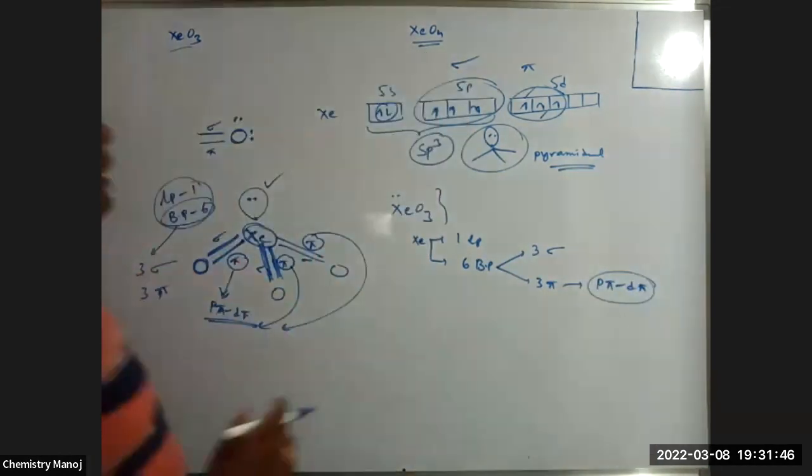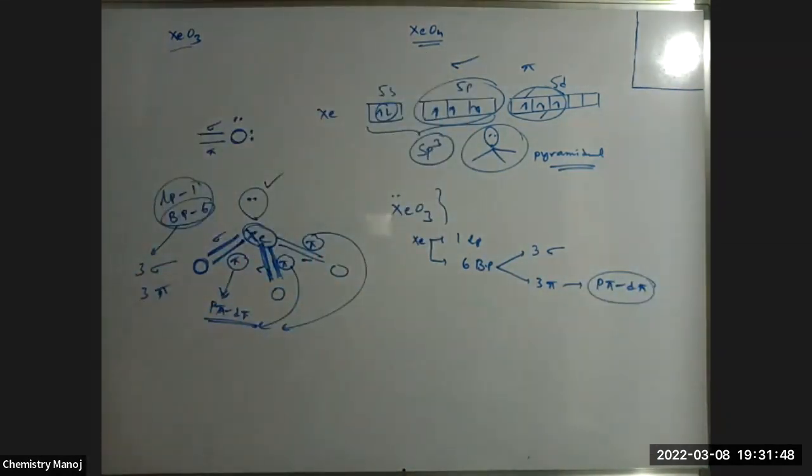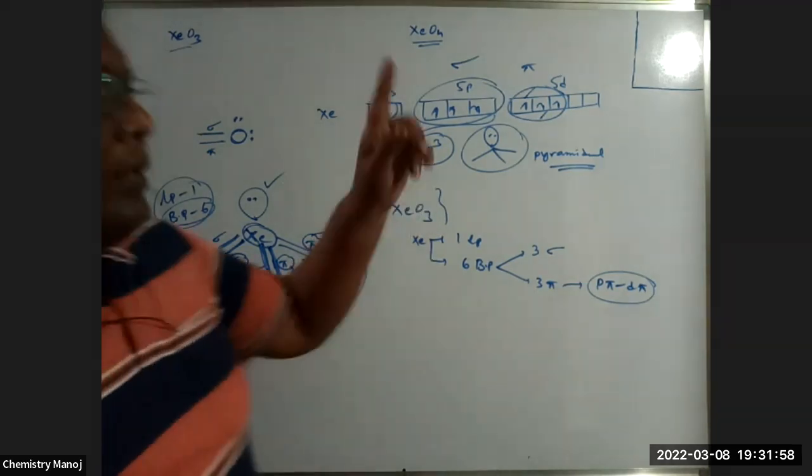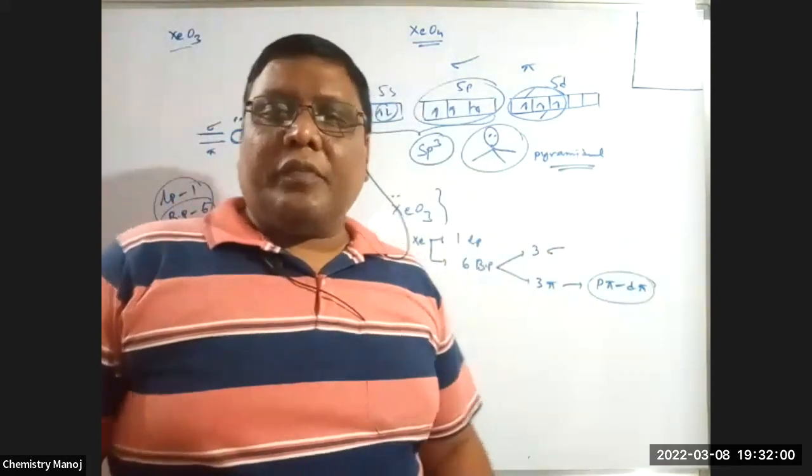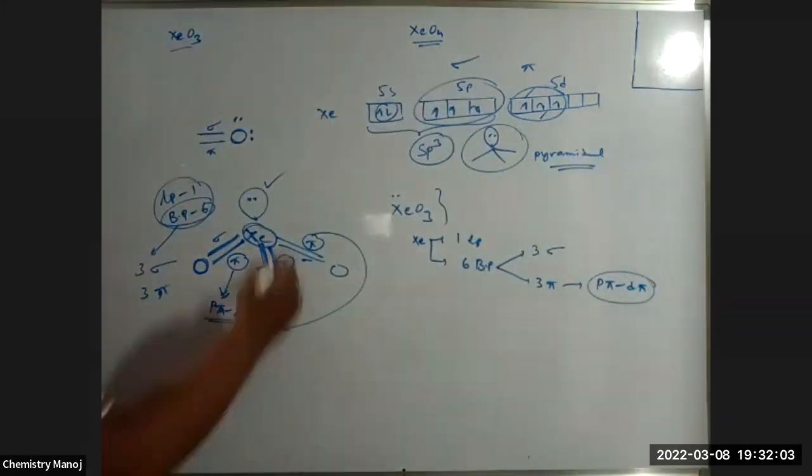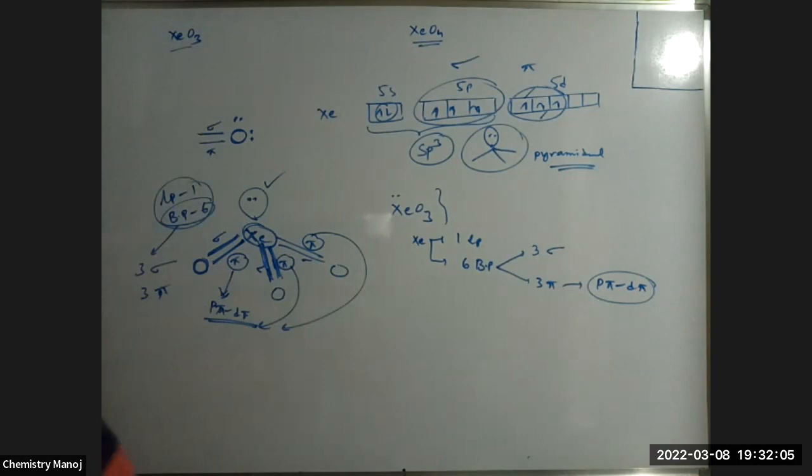Are all these 3 pi bonds identical or not? They are identical. Okay, the XeO3 structure is tetrahedral, but the shape is pyramidal. So here xenon is in the third excited state.